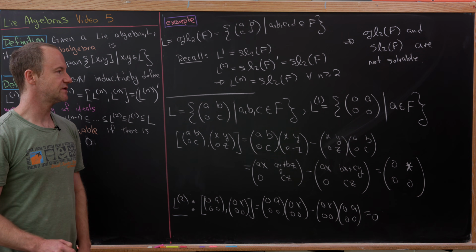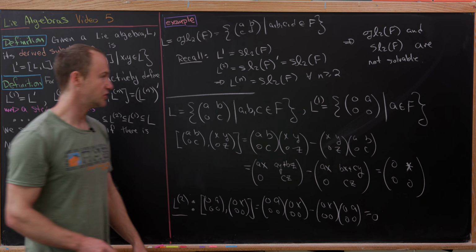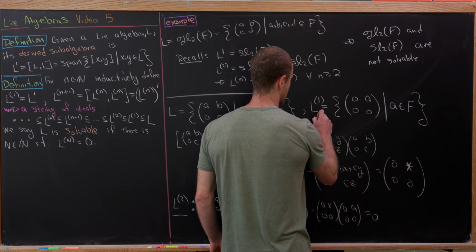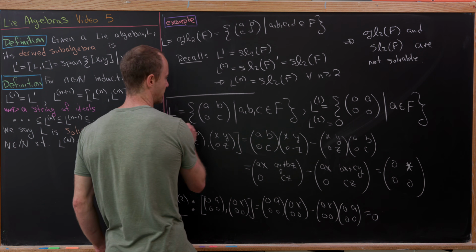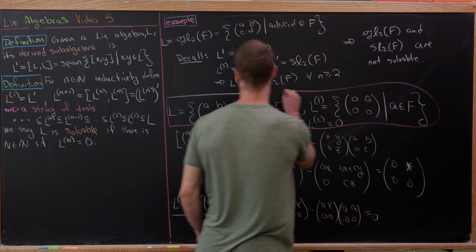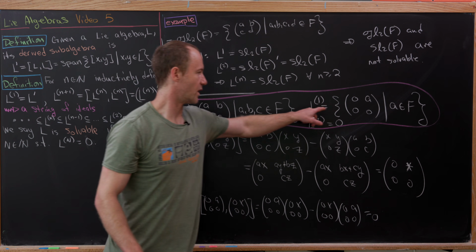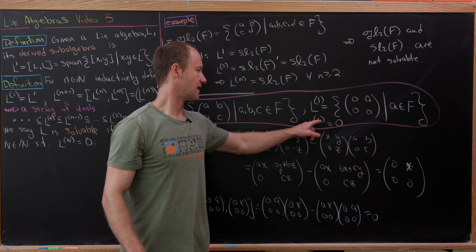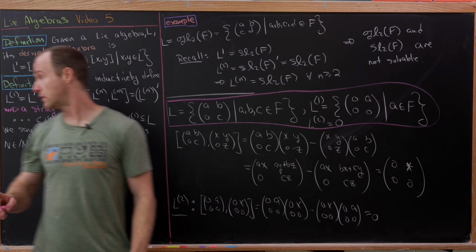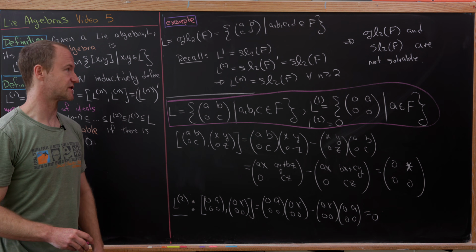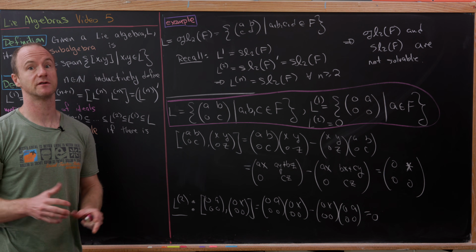So if the bracket of any two things inside of L upper 1 is 0, then that means that L upper 2 is 0. So let's put a little box around this to see what we have as the summary. If L is this Lie algebra, then L upper 1 is this Lie algebra, and L upper 2 is the 0 Lie algebra. So the sequence truncates, and we do have a solvable Lie algebra in this case. Okay, great.